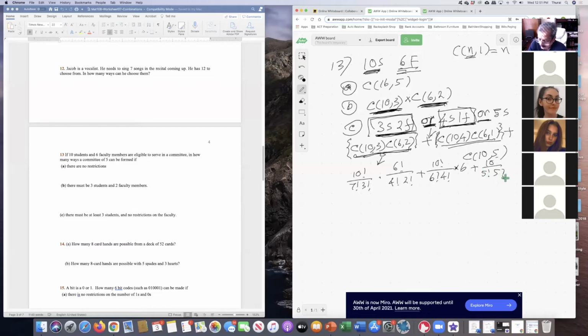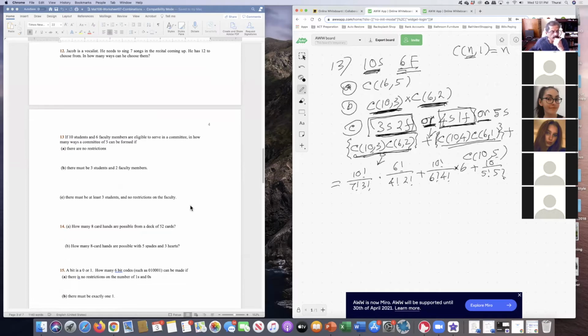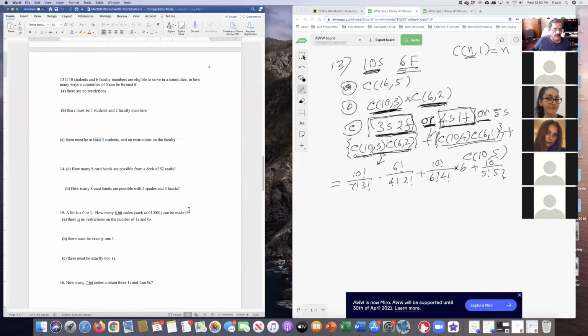So that's the first step of simplifying. And you know how to proceed from there. So simplify them all, and then at the end you will be adding those numbers. That's how you do that one. So remember, if there's the phrase at least, that means you're going to have several expressions to add up to get the answer.